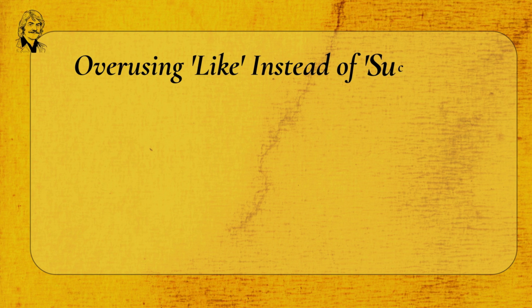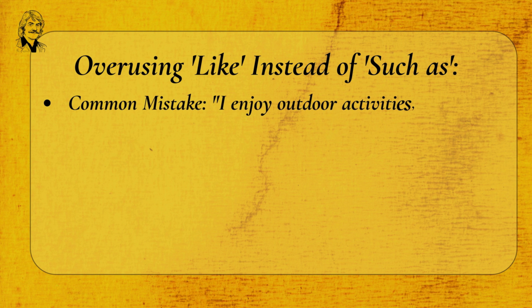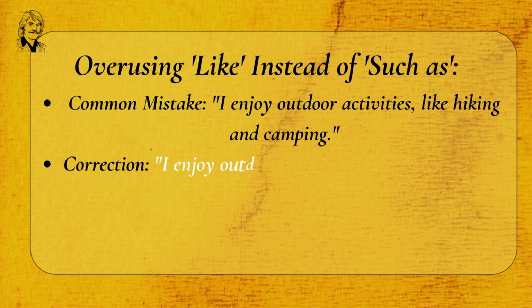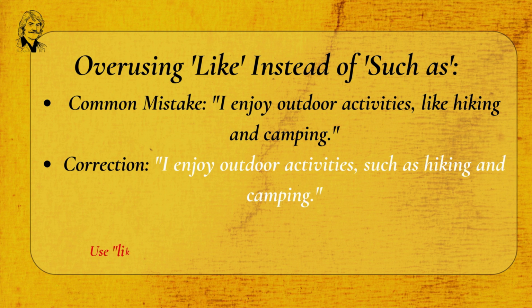Overusing like instead of such as. Common mistake: I enjoy outdoor activities like hiking and camping. Correction: I enjoy outdoor activities such as hiking and camping. Use like to indicate similarity and such as to provide examples.